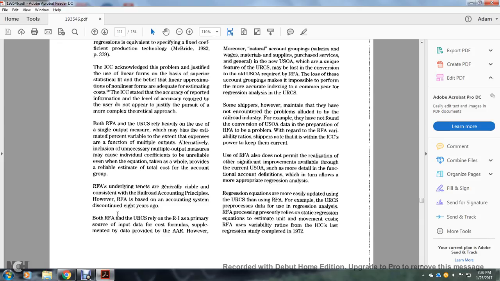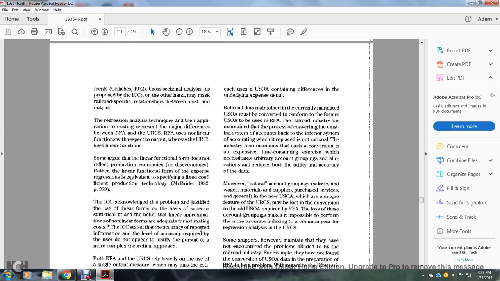But both the Rail Form A and the Uniform Rail Cost System rely on the R1 as the primary source of input data for the cost, supplemented with data from the Association of American Railroads. However, each uses the USOA, containing differences in the underlying expense detail. Railroads are currently mandated to use the USOA, and it must be converted to conform to the Rail Form A. The railroad industry has maintained the process of converting the existing accounting system back to the inferior old system of accounting, which has been replaced as non-rational.